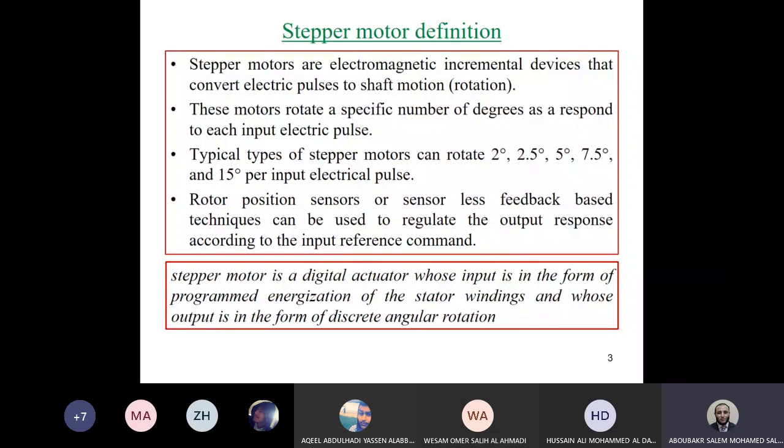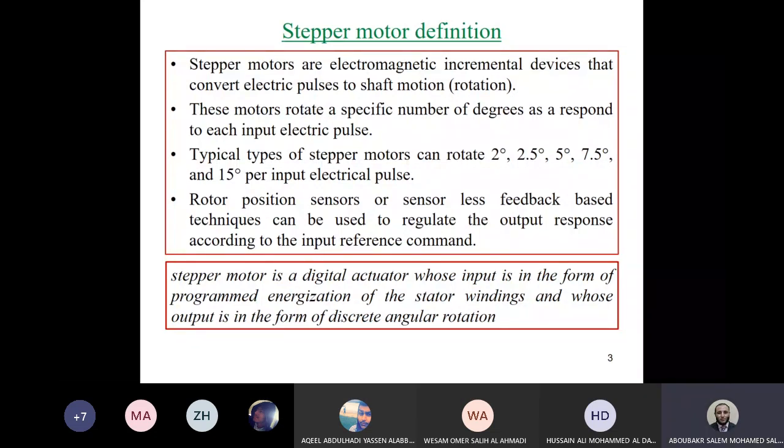As you can see, it converts electrical pulses, not an electrical supply, which means the supply of this motor is not AC or DC. The supply here will be a kind of pulses. So it's a special machine because of that. The motion is special and also the supply is special. Another feature: typical types of stepper motor can rotate by 2 degrees, 2.5 degrees, 5, and so on. So these are the typical angles required by the motor motion.